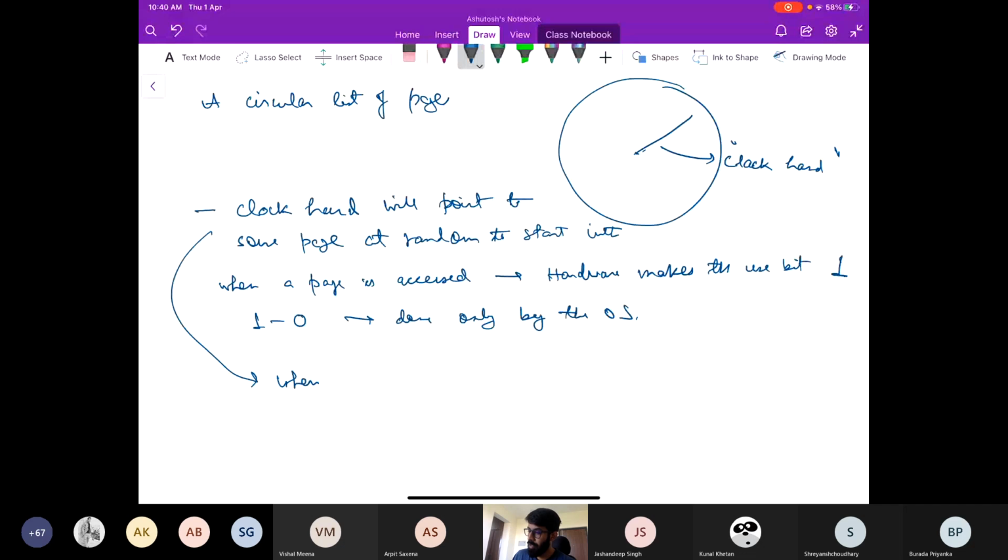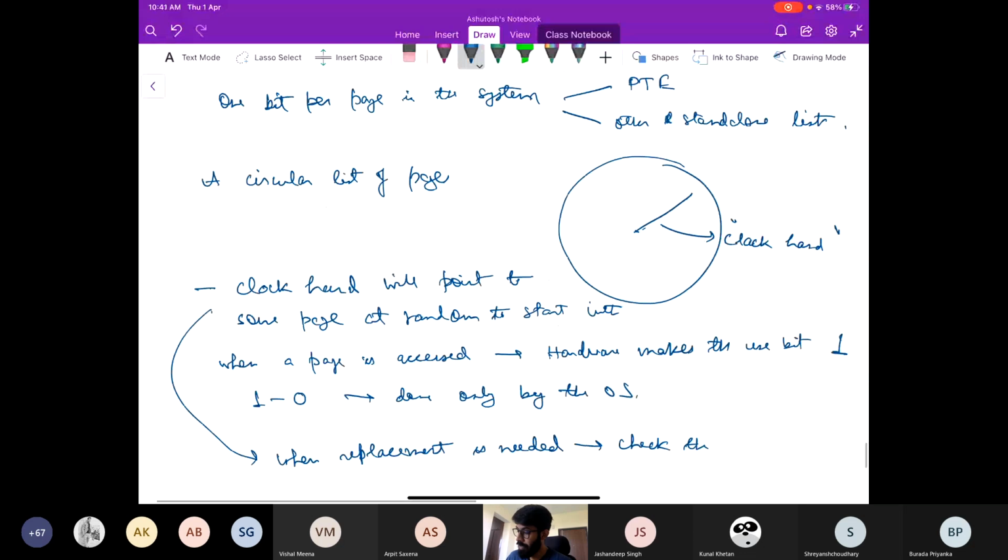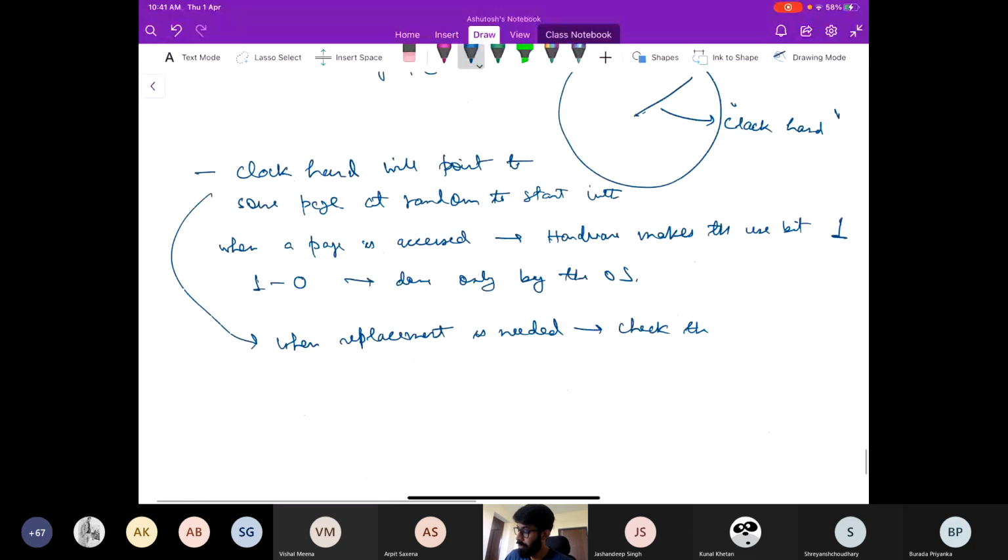And when will this happen? Suppose replacement is needed, then the OS will check the use bit of the page the clock hand points to.